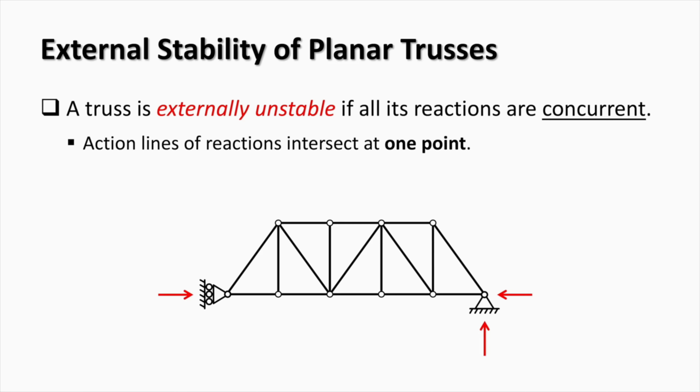In the example shown here, the truss has these 3 reaction forces. As you can see, the lines of action of these reaction forces intersect at the right support, making these 3 forces concurrent. This means that these reactions cannot prevent the truss from rotating around the right support.